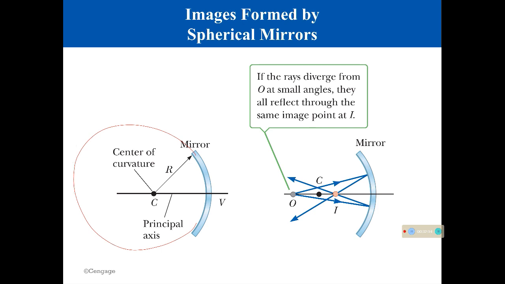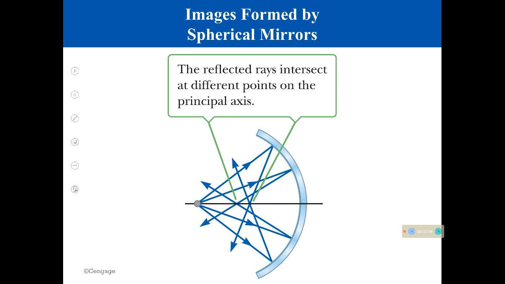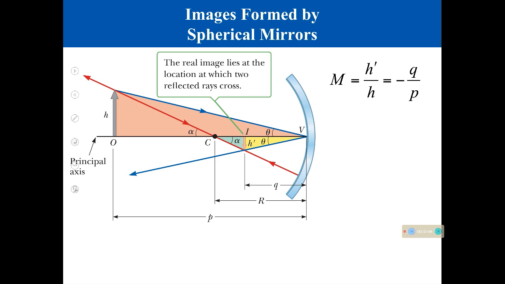So, if rays diverge at small angles, they will always reflect through point I. I don't know why they talk about that, I don't like that. I'll come back to this. Okay. Images formed by spherical mirrors. Rays intersect at different points on the principal axis, depending on exactly where it hits, if you're leaving the point of curvature, which is why we have to compare it to different spots, and we're going to need ray diagrams, but we'll talk more about that in a second.